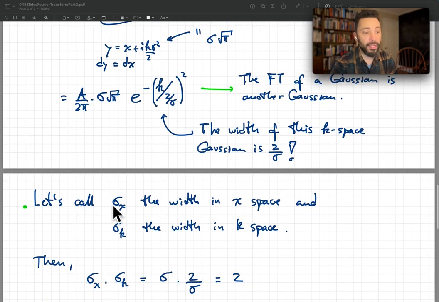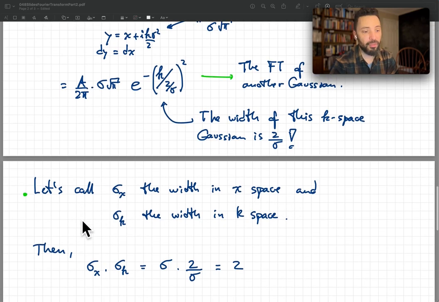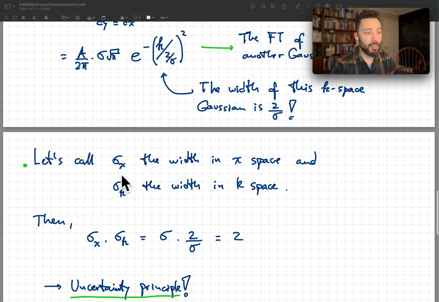So if we call sigma x the width of the Gaussian in x space, and sigma k the width of the Gaussian in k space, then we find that sigma x is just sigma, and sigma k is 2 over sigma.